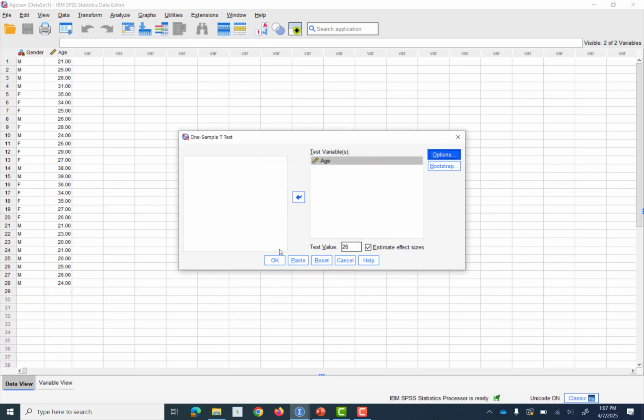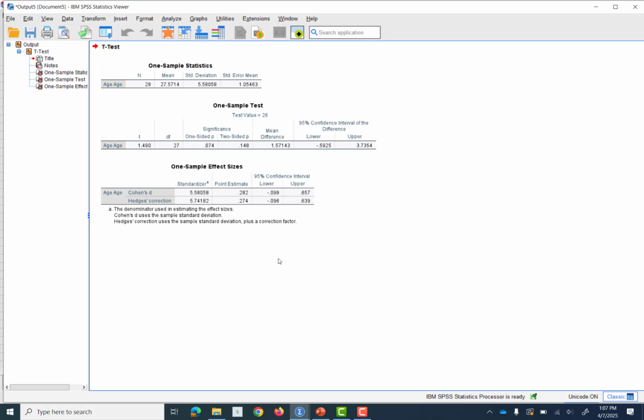Other than that, that's all what we need. When we click OK, SPSS will give me the test statistics, the mean, standard deviation, etc., and the result that I'm looking for. Keep in mind, this is the test value. This is the t value, 1.490, degrees of freedom. And this is the difference between SPSS after 27 and before.